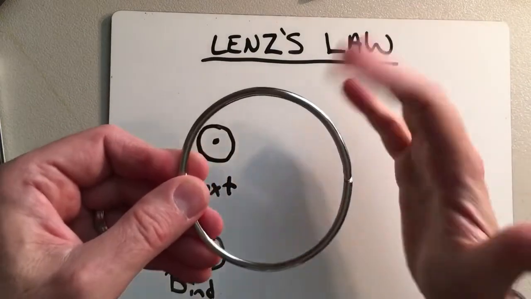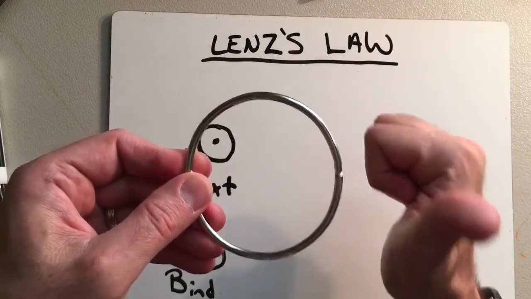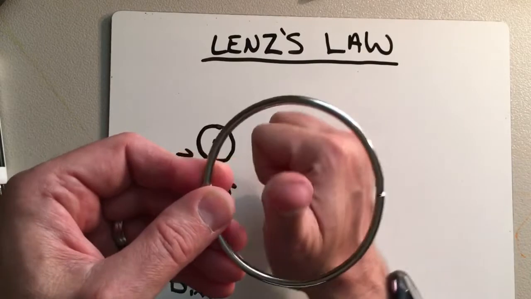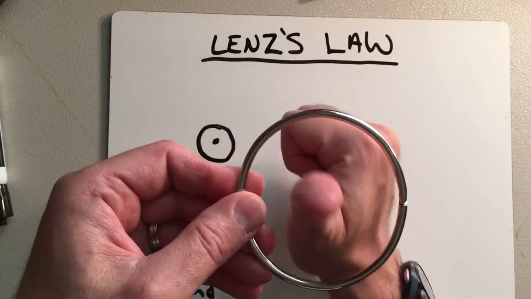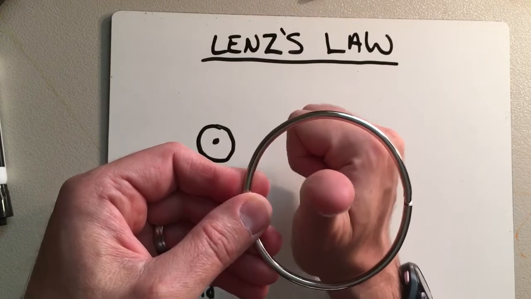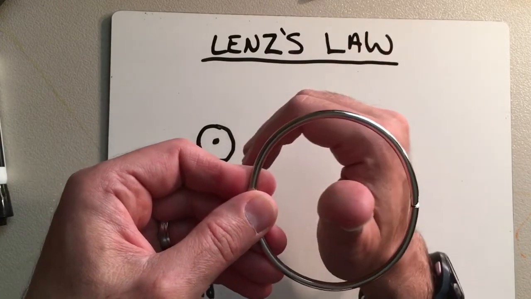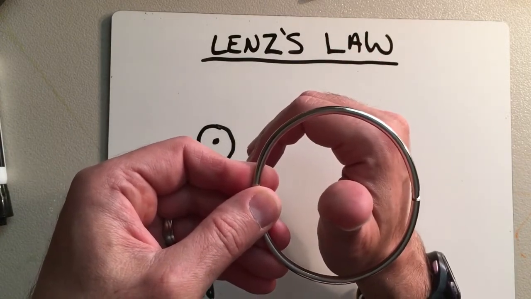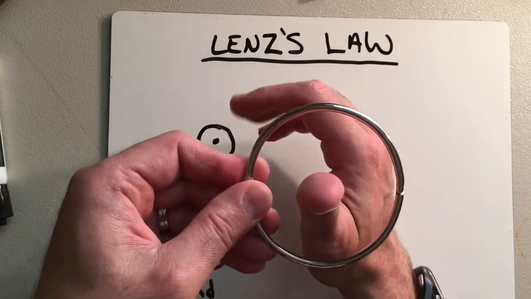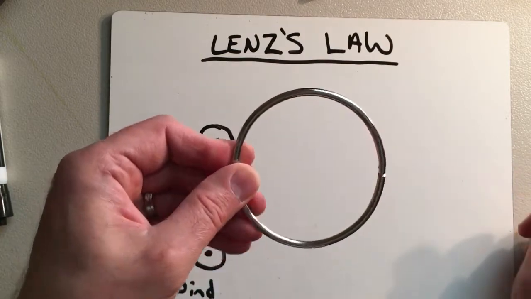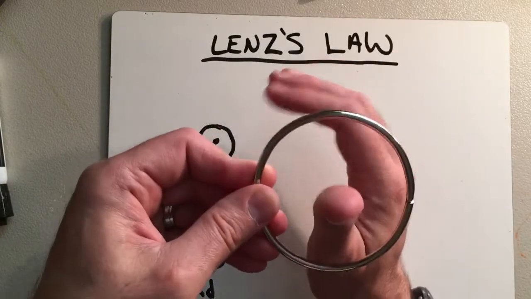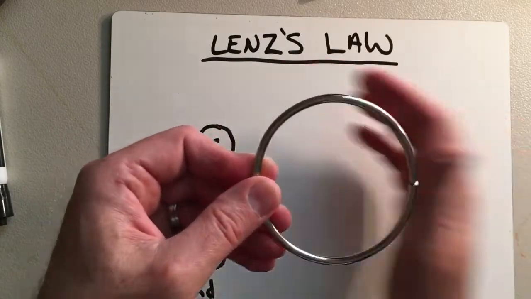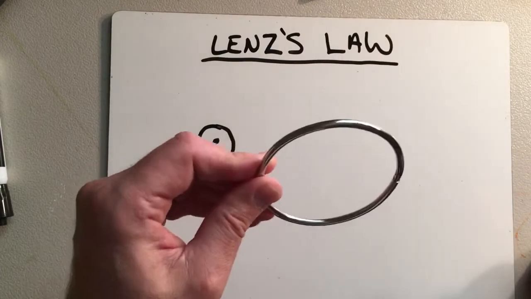So I take my right hand, you point your thumb in the direction of the induced magnetic field. And then the fingers curl in the direction of the induced current. So in this situation where I'm rotating my loop like this, that leads to a counterclockwise current, as we're viewing it.